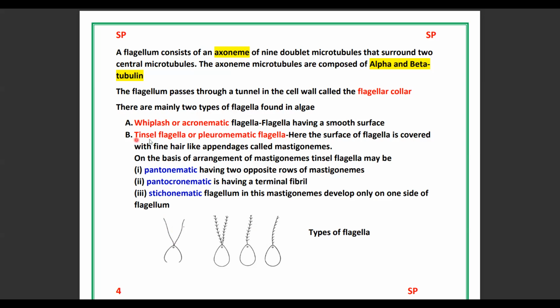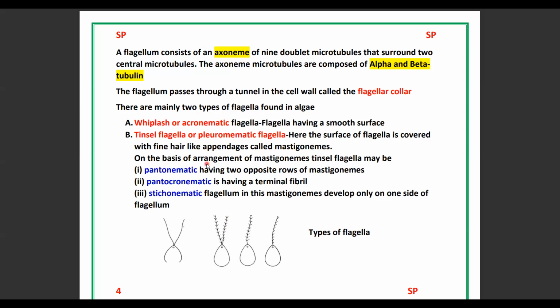And the second one is the tinsel flagella or pleuronematic flagella. Here the surface of the flagellum is covered with fine hair-like appendages called mastigonemes. So the flagellar surface is not smooth. It is covered with small hair-like appendages. This type of flagellum is called tinsel flagellum or pleuronematic flagellum. The small hair-like appendages are called mastigonemes.